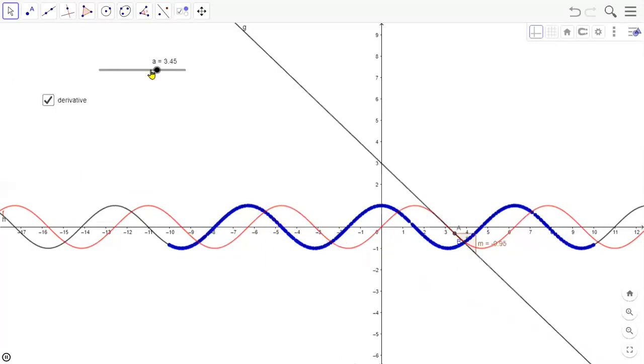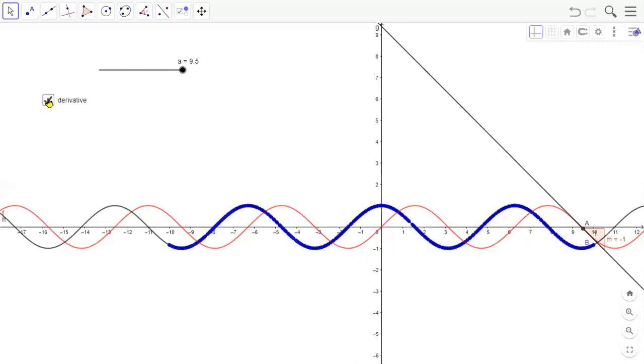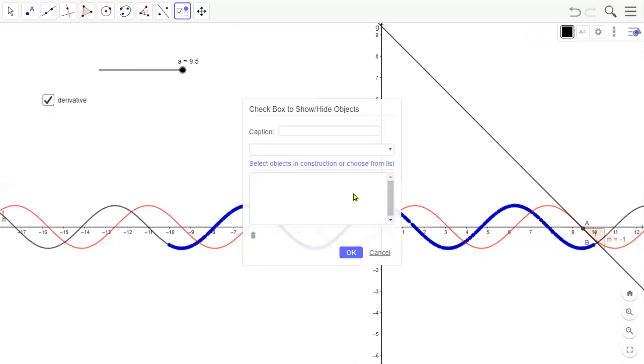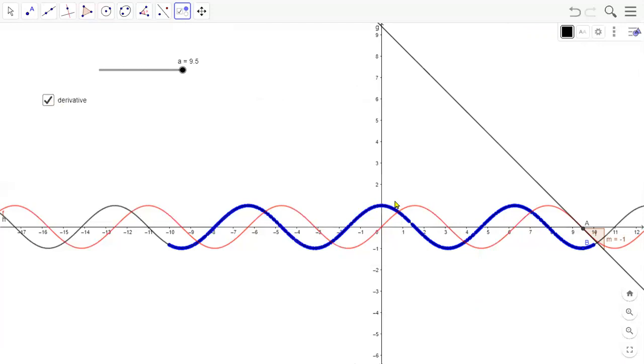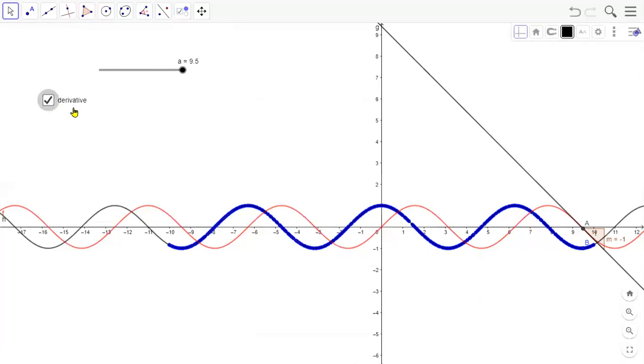Let me stop this animation. We can stop, and let me check whether this checkbox is operating or not. In this way, this is the illustration. This is just the graphical representation of the derivative of the function. The graphical interpretation of the derivative of a function is just the slope of the tangent.